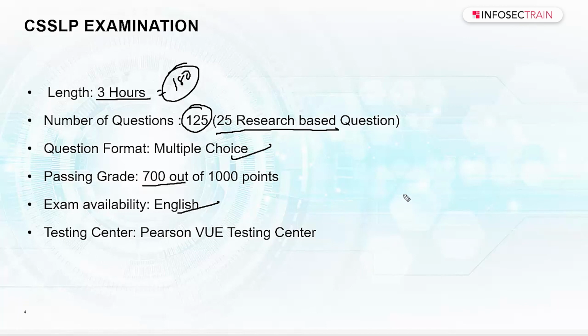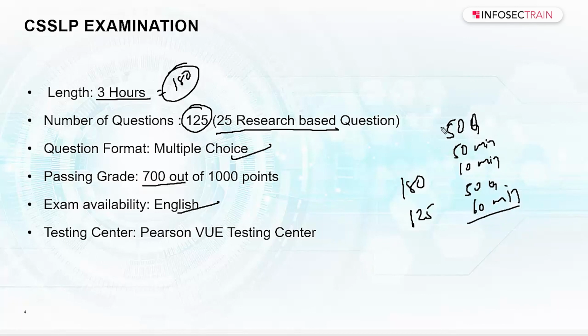When I say you have 180 minutes in which you need to answer 125 questions, my suggestion is that for the first 50 questions, you can take 50 minutes. Then take a 10 minute break. Then the next 50 questions in 60 minutes. So in 120 minutes, you are able to cover 100 questions. You are left with another 80 minutes in which you need to attempt the last 25 questions, which is a cakewalk.